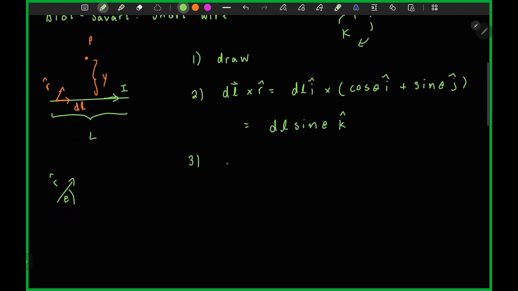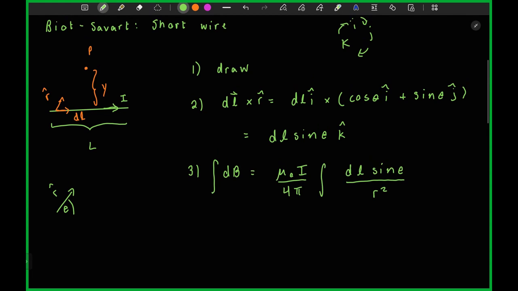We have dB is equal to mu naught I over 4 pi integral dL cross r hat, which is now dL sine theta over r squared. And of course, we should have the integral on the other side as well. And we ask our usual question, which is, does anything vary with respect to the variable of integration? And in this case, unfortunately, it does. We can see that our distance from point P changes as we go along the wire, as does the value of theta. And so for that reason, we need to introduce a coordinate system.